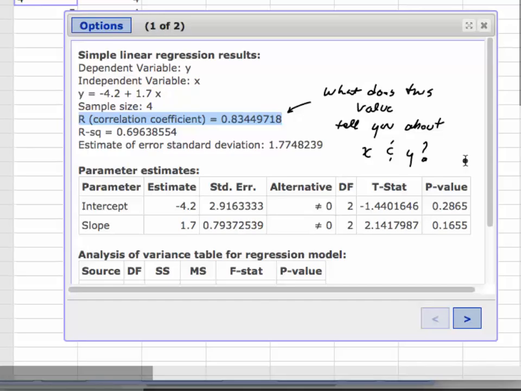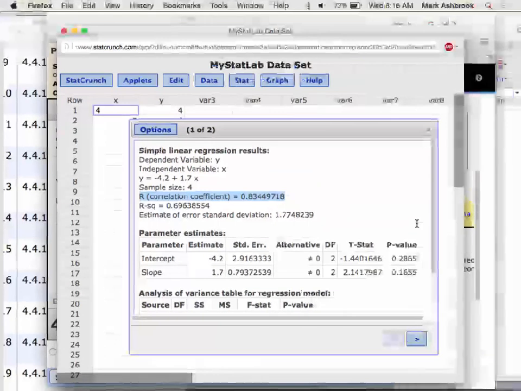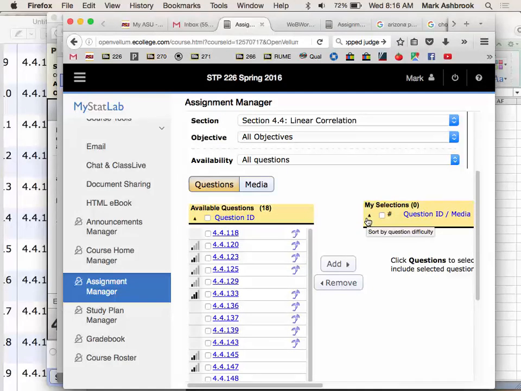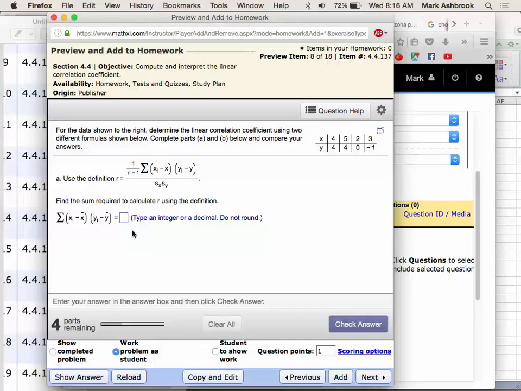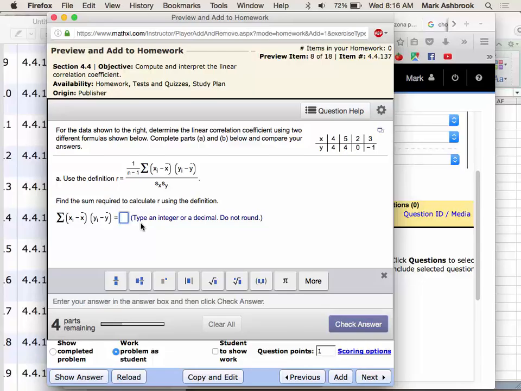Okay, so what we'll do is we'll just keep pressing on with the MyStatLab question, and it will probably address this question somehow. An integer or a decimal? Oh, we don't know this. So we'll just get it wrong.